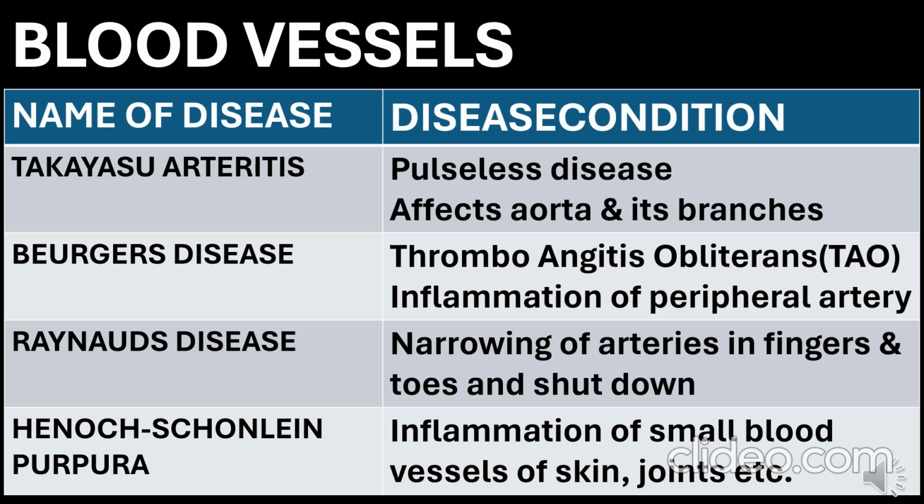Next is Raynaud's disease, that is narrowing of arteries in fingers and toes and shutdown. Then Henoch-Schonlein purpura is the inflammation of small blood vessels of skin and joints. This area should be remembered separately because in the multiple choice questions there will be confusion.